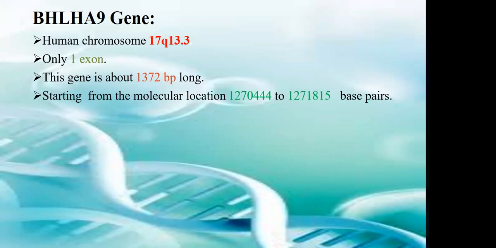If we check the molecular location on the chromosome, the sequence of this gene starts from 1270444, and the last position is 1271815 base pair. It contains a 708 base cDNA. cDNA means the coding DNA that will produce the desired protein, the desired amino acids. On the basis of the cDNA, this gene encodes 235 amino acids.